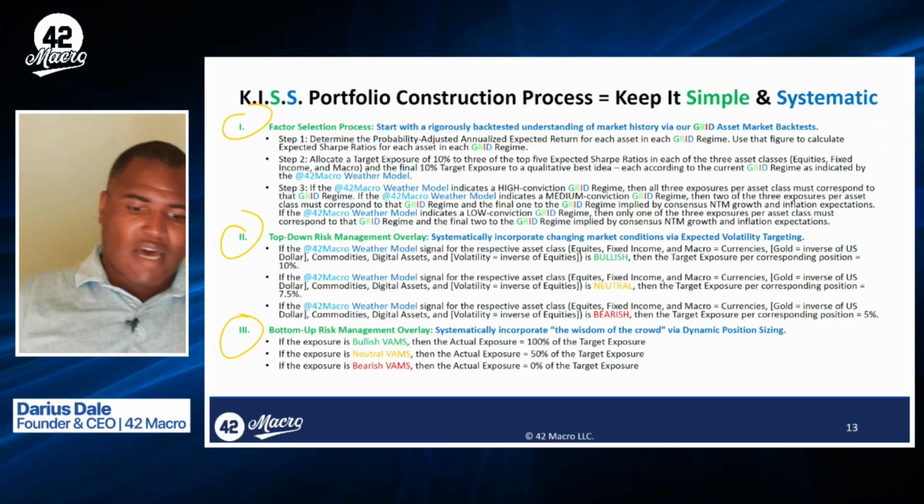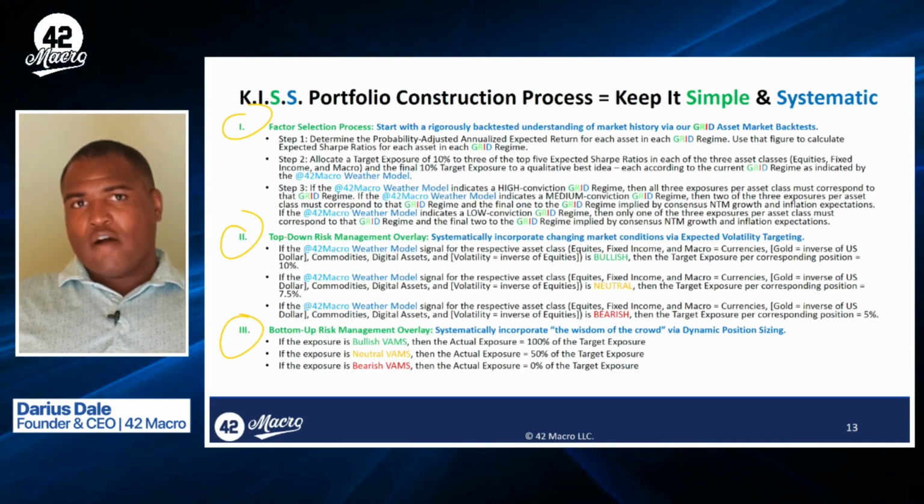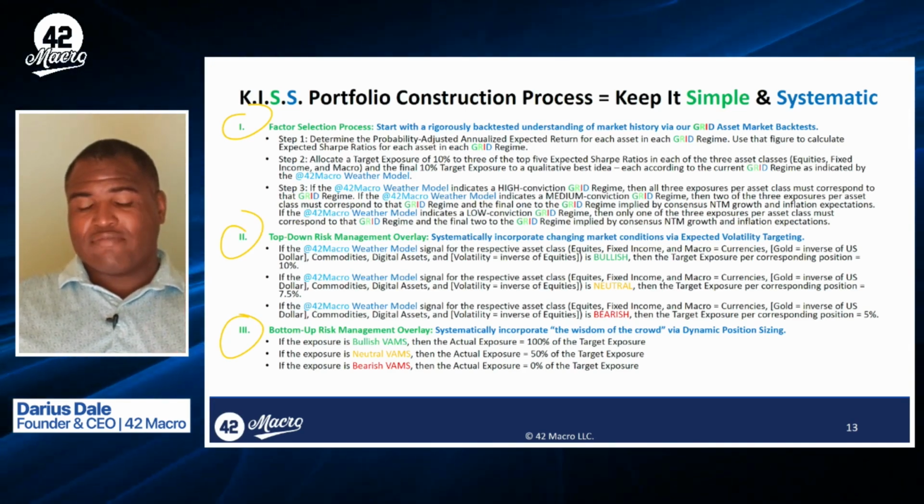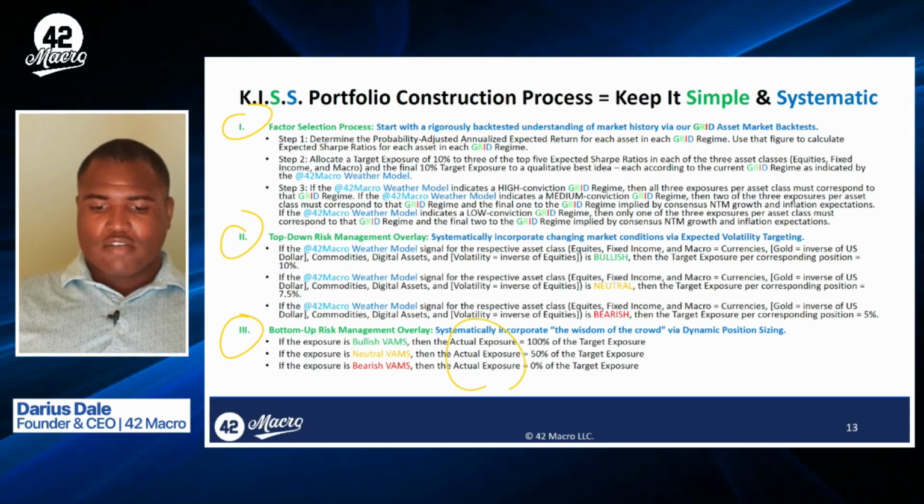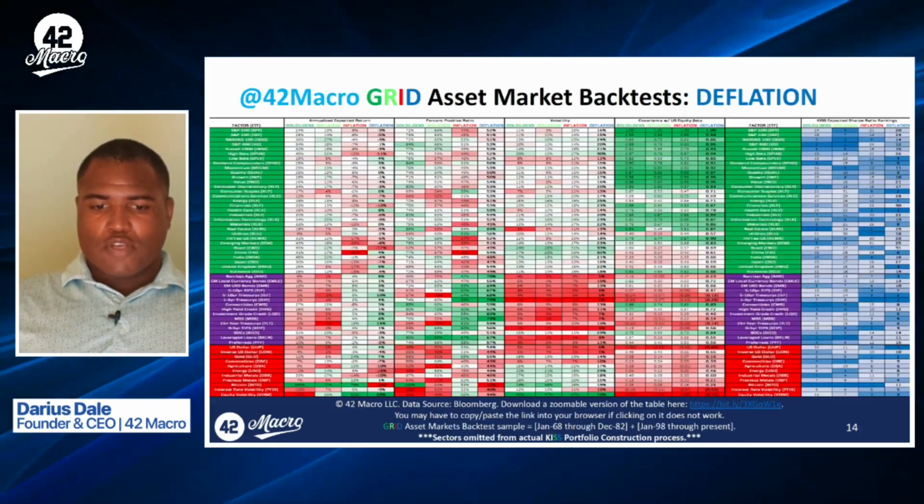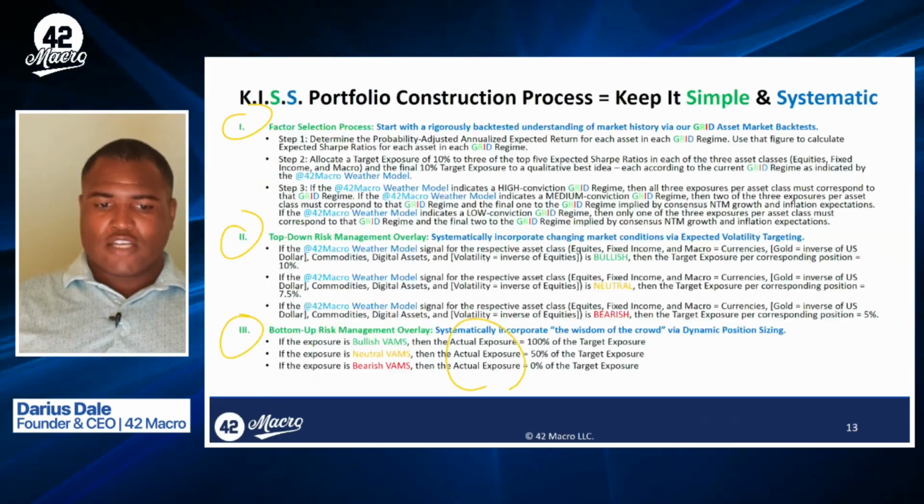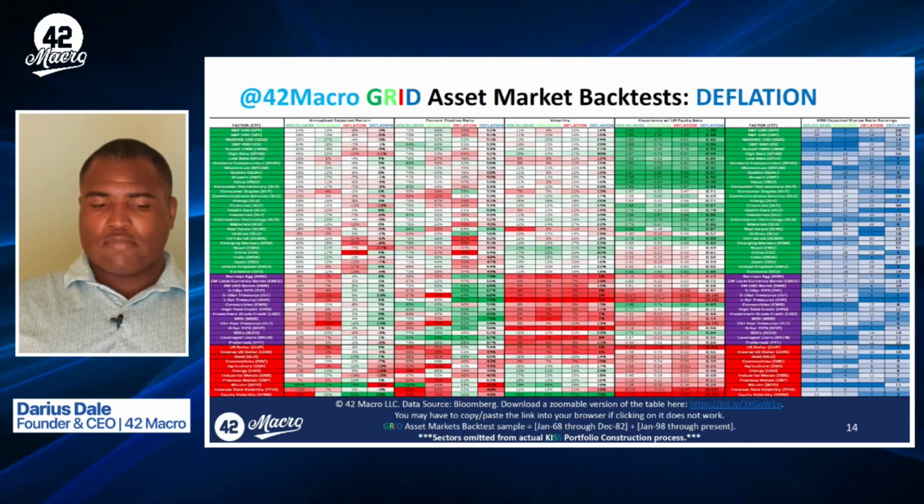And then lastly, the bottom up risk management overlay. We use our volatility adjusted momentum signal at the ETF level to accordion the actual exposure as a percentage of the overall target exposure. And so again, how we get to the factor selection process is through the lens of our grid asset market back test.